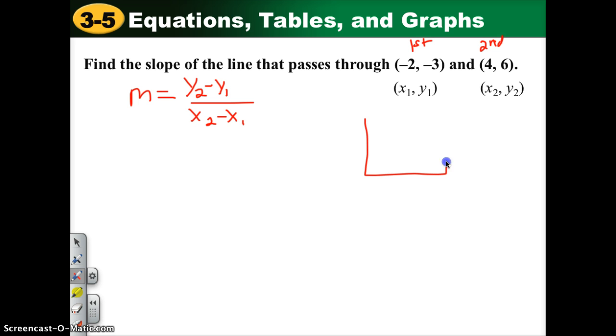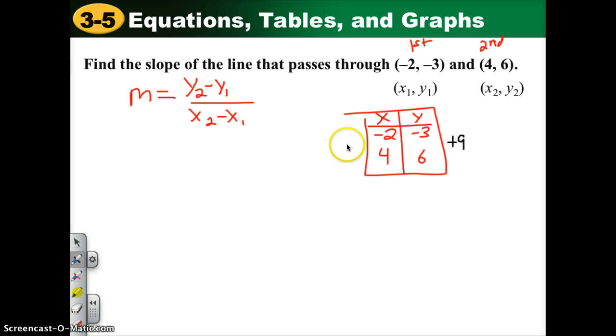Sometimes it's easier to think of this as a table. If these are my x and y values, because we're used to seeing tables, -2 would go here, opposite of -3. 4 would go as an x, 6 would go as a y. So what we're trying to do is find the difference. From negative 3 to 6 is a difference of positive 9. From negative 2 to 4 is a difference of positive 6. So I predict that if we use this equation, we're going to get an answer of 9 over 6, which is the same as 3 over 2.